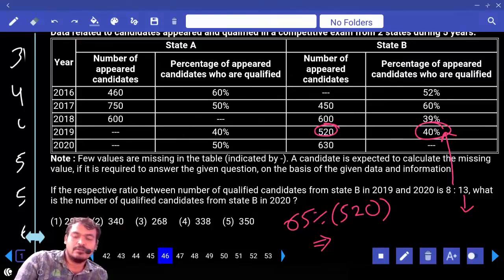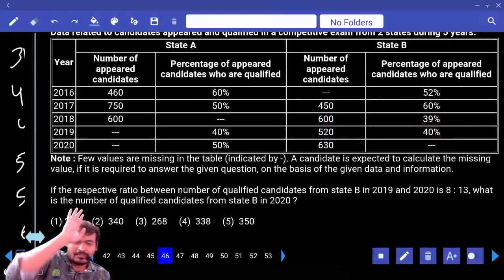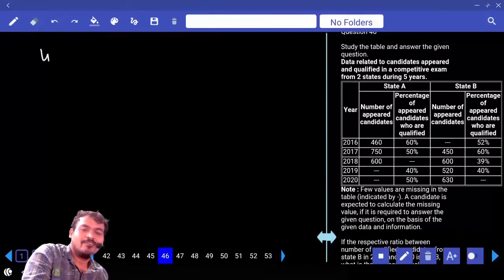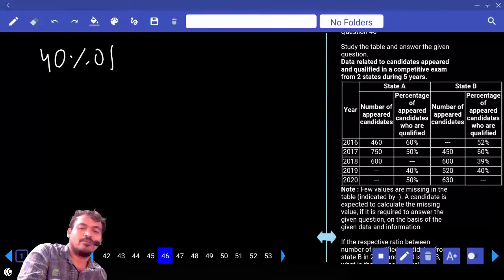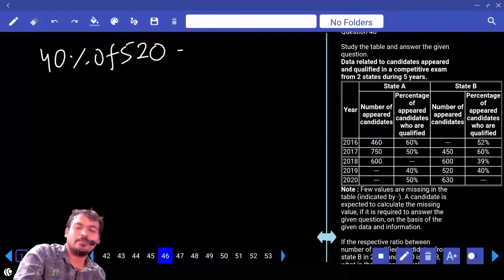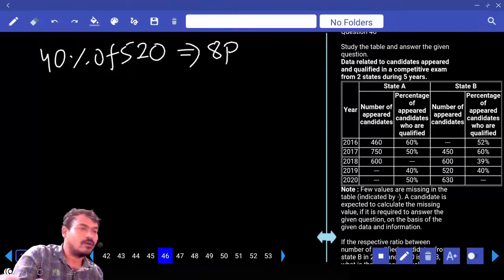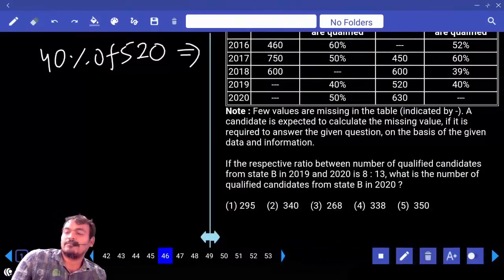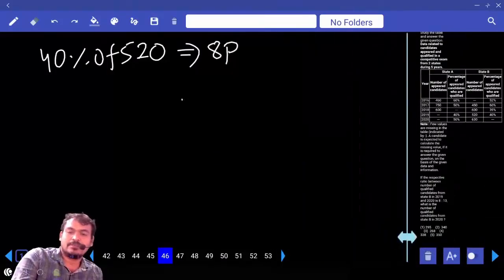How many options? 40% of which one? 520. That value represents how many parts? 8 parts. Okay. We require which one, appeared or qualified? Qualified. Qualified is how many parts? 13 parts.